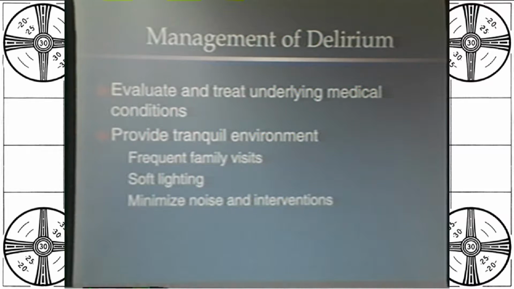Use soft lighting so that the person can remain oriented but still sleep at appropriate times. Minimize noise, especially overhead PA system noise that you'll hear people getting delusional about and talking back to it and all kinds of things like that. Try not to disrupt sleep by waking people up to check vital signs and give meds in the middle of the night if you don't really need to. If they're still sleeping normally, leave them alone.